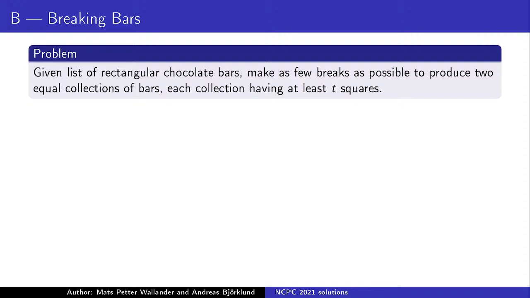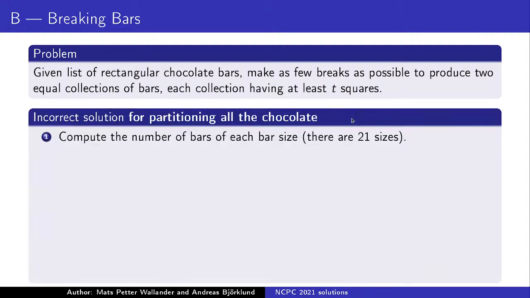So this problem had a lot of incorrect submissions, and I think most of those incorrect submissions were based on the following incorrect solution, which I'll now describe because it is useful even though it's incorrect. So suppose we're trying to partition all of the chocolate. We're trying to break it up so that we have 2 equal collections consisting of all of the chocolate.